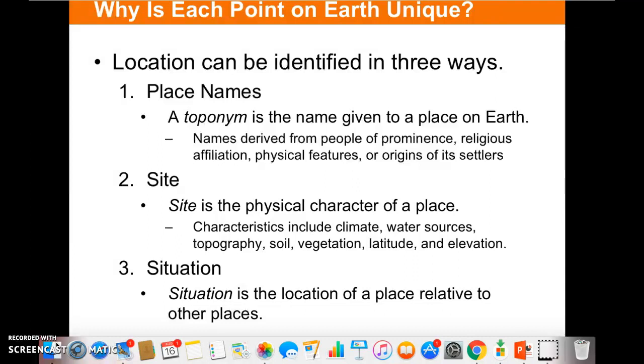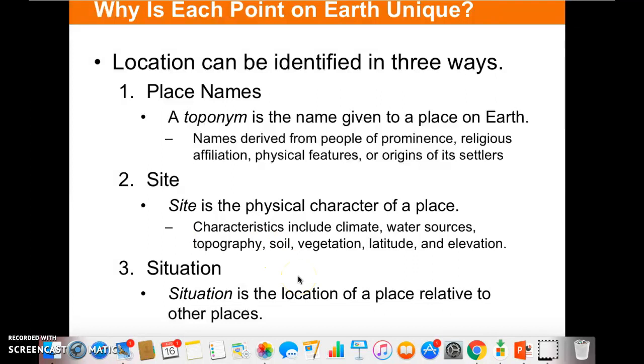When we talk about site, we're talking about the physical character of a place. So we're talking about climate, water sources, topography, soil, vegetation, latitude, elevation. If I was talking about Florida, I would say Florida is at sea level. Florida is subtropical. Florida has lots of salt water, but its fresh water and its aquifers are being depleted. We have sandy soil. We are a very flat part of the world.